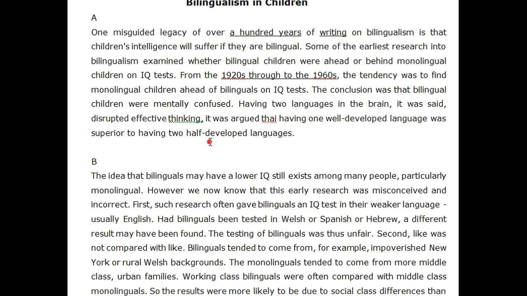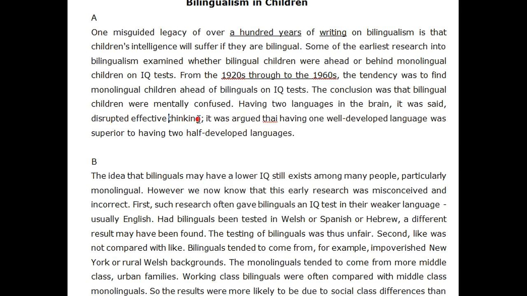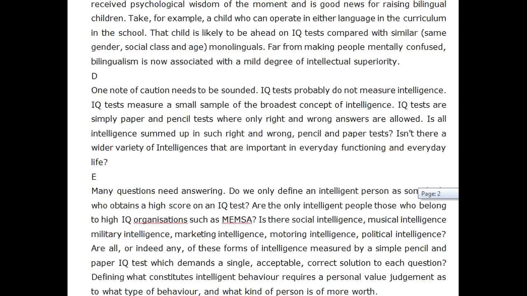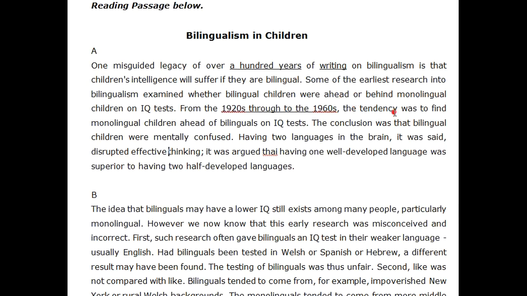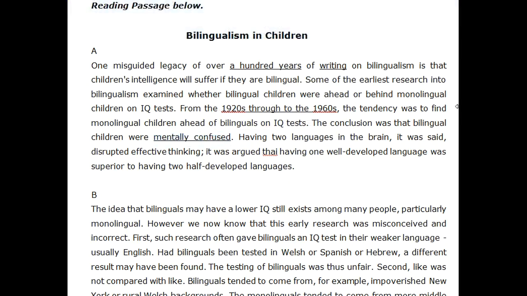Having two languages in the brain, it was said, disrupted effective thinking. What is wrong in this? So I have to go back again to see what exactly the question is asking for. The question is saying for 40 years there was a mistaken belief that children who spoke two languages were what? That I have to find out. The tendency was to find monolingual children ahead of that. The conclusion was that bilingual, meaning those who spoke two languages, were mentally confused. Okay, so we got the answer now. So they were mentally confused. This is what it's saying.